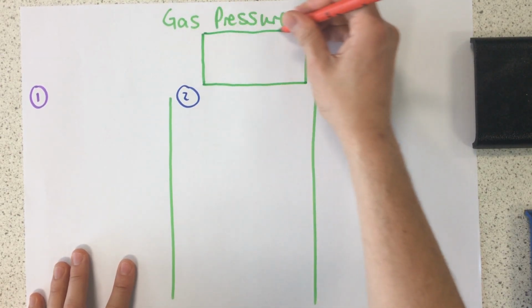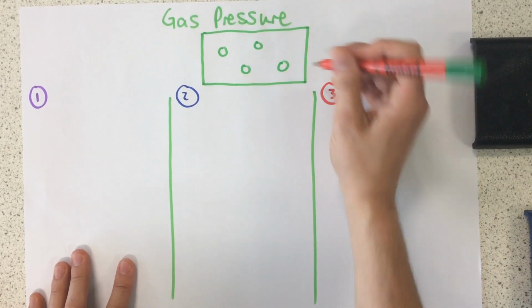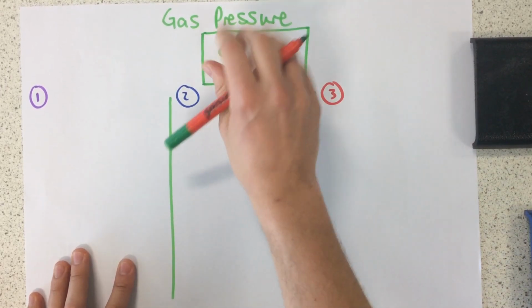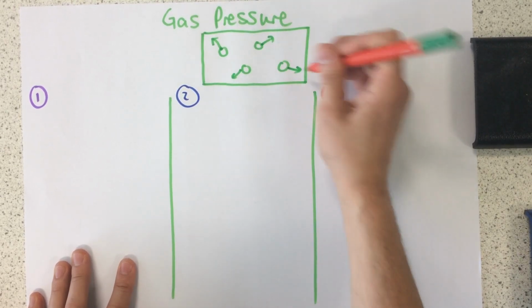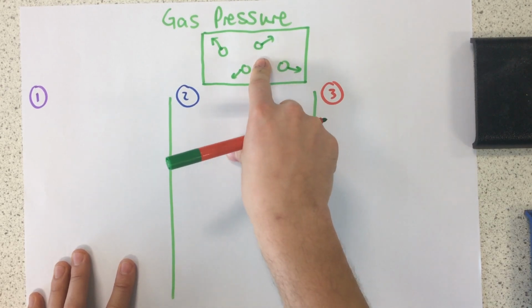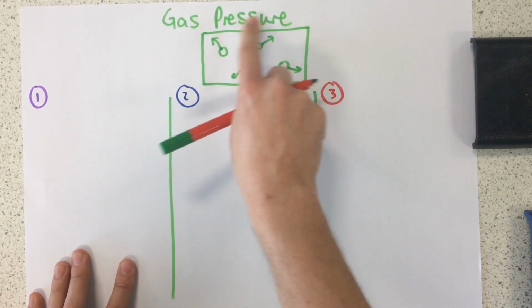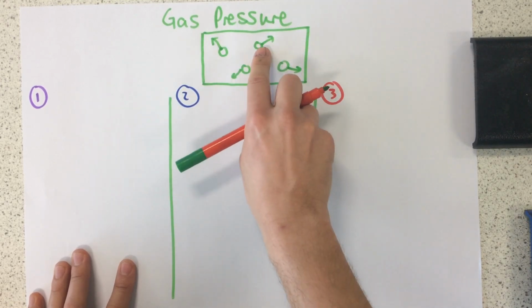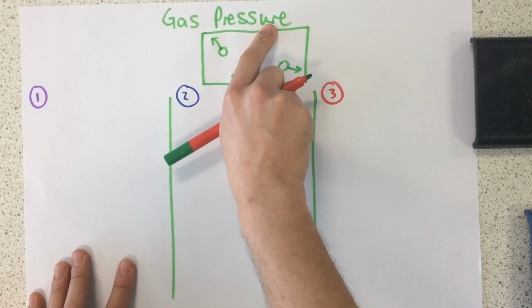So this is a closed container, and within it I'm going to draw 4 gas particles. So remember, in a gas, the particles are spread out and they move randomly in every direction. Now, obviously, if this was reality, there'd be millions and millions of these particles. So as the particles move, they collide with the walls of the container. And as they collide with the walls of the container, they exert a force.